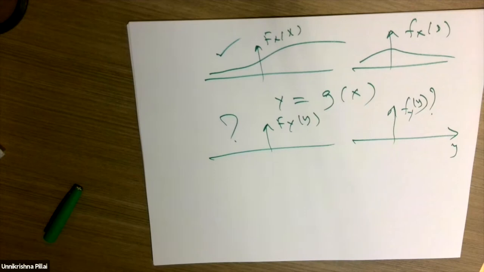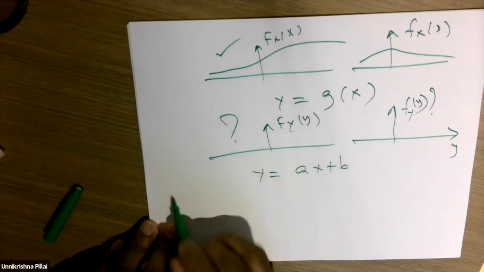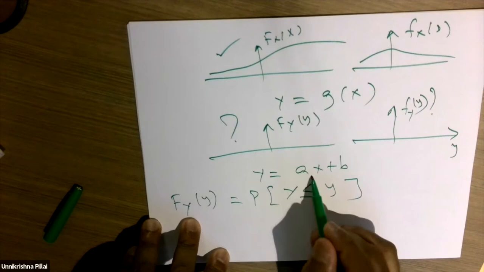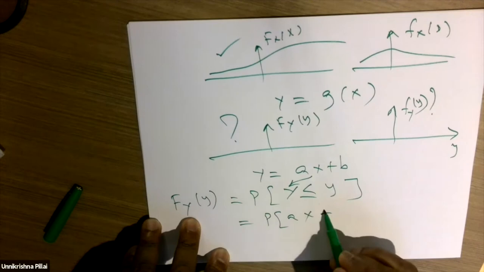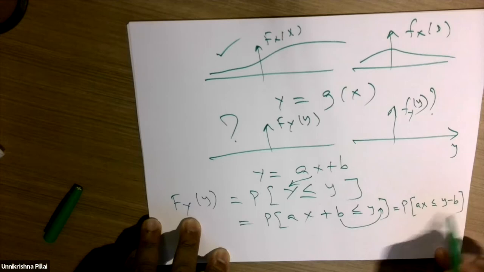So let me look at some simple problems. Y equal to aX plus b. So remember, we will start with F_Y(y). F_Y(y) is by definition the probability of Y less than or equal to y. That's by definition. But I'm going to bring in this relation for Y. So we can write this as the probability of aX plus b less than or equal to y. b is a constant, so I can take it to the other side. So this is the probability of aX less than or equal to y minus b. Of course, a, I can take it over depending on whether a is positive or negative.